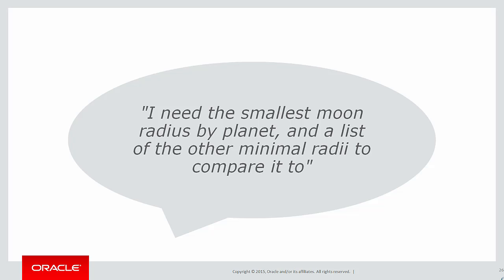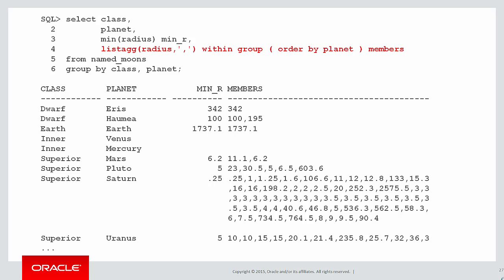and also their radius. And here's the requirement that has come in. I need the smallest moon radius by planet and a list of the other minimal radii to compare it to. So let's use our normal LISTAGG function. You can see we're doing the LISTAGG of the radius within the group ordering by planet. So you can see the minimum radius, which has come out in line 3, and that seems fine.